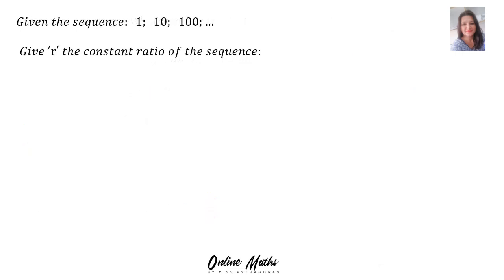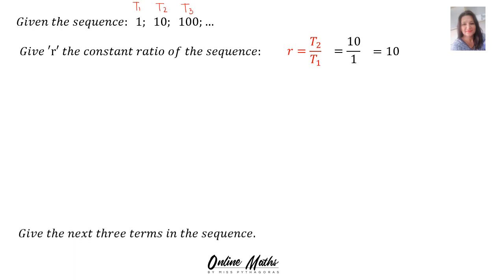Given the sequence 1, 10, 100, give R the constant ratio of the sequence. Now let's start. T1 is 1, T2 is 10, T3 is 100. So to work out the constant ratio, the formula is R is term 2 divided by term 1. Term 2's value is 10, term 1's value is 1. Therefore, the constant ratio is 10.